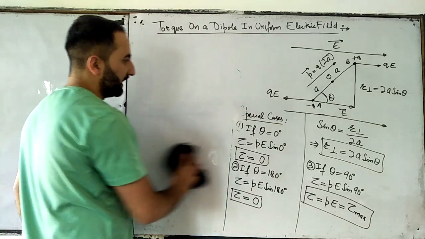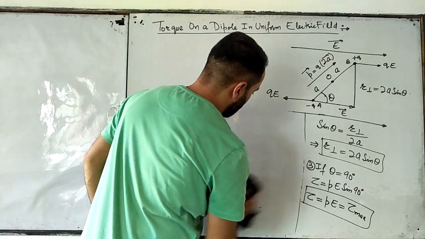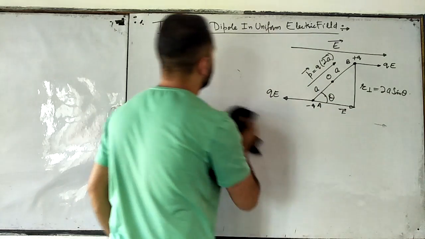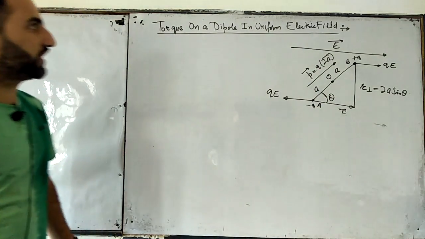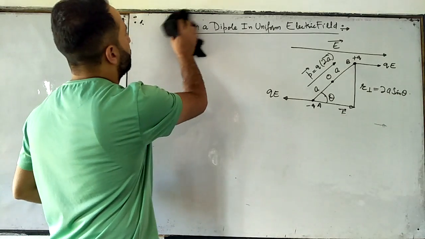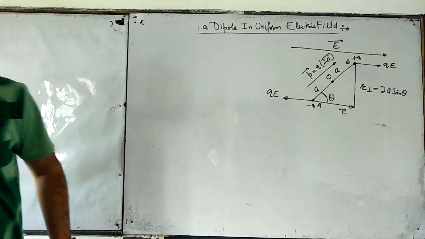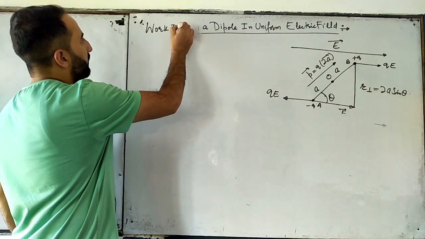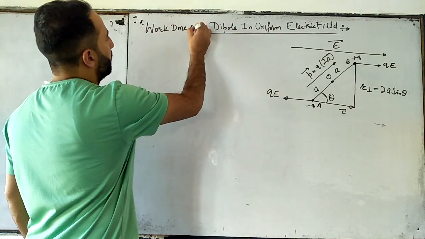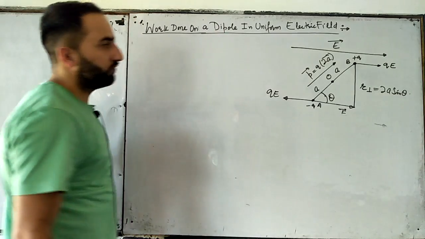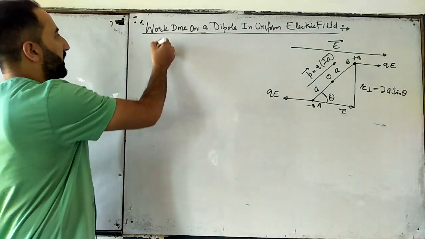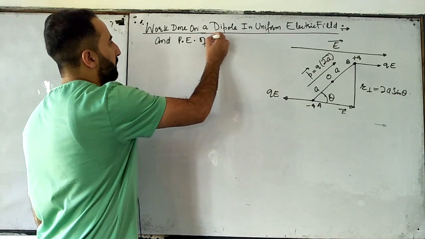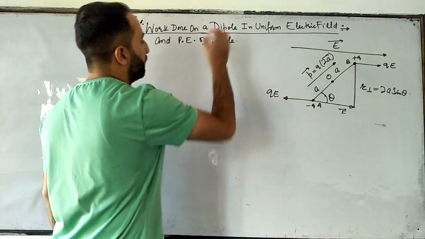Okay, so next is this. Concentrate here, beta. So that's what I will write down. Next is the potential energy of a dipole. Simply, I will write down: work done on a dipole in a uniform electric field, and potential energy of the dipole.